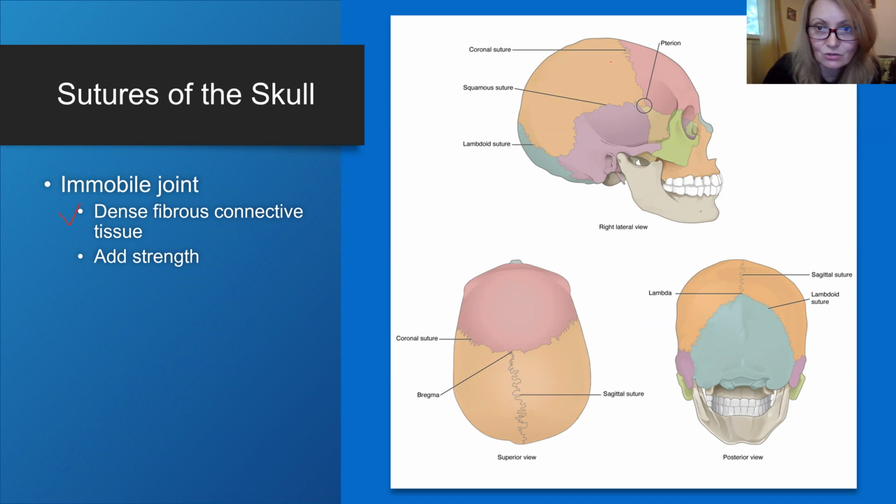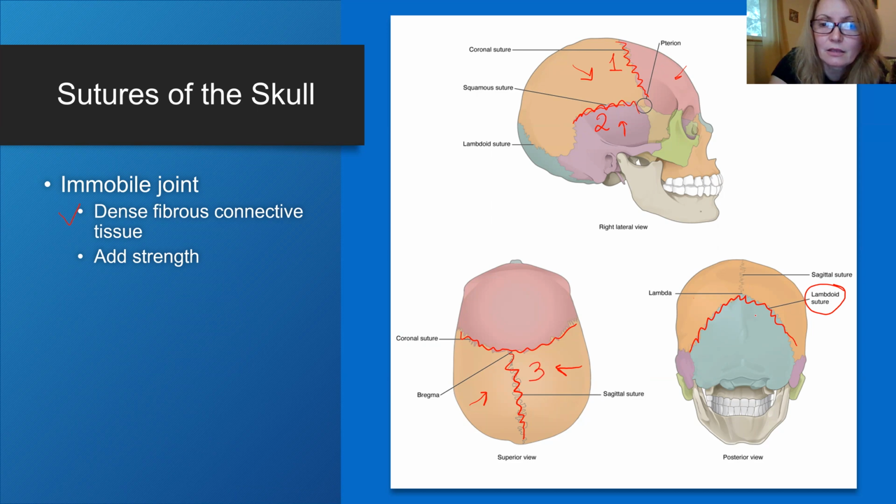And here are the sutures that you need to know. So we have the coronal suture that connects frontal and parietal bones. You have this suture right here that is called squamous suture, and it connects parietal and temporal bones. Squamous means flat, coronal means like a crown, a coronal cut. So here's the coronal again. This suture is sagittal, so it connects two parietal bones. And the suture over here is called lambdoid suture, and it connects parietal and occipital. So the sutures are coronal, squamous, sagittal, and lambdoid.